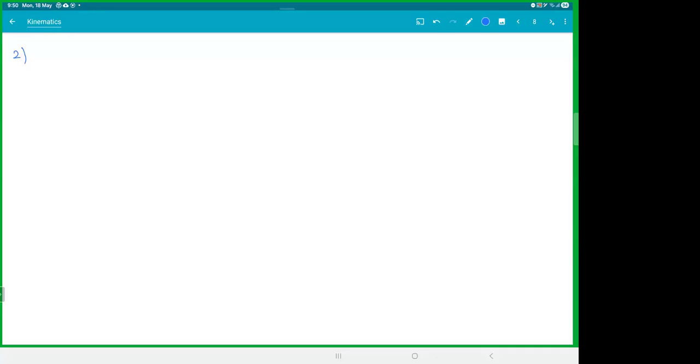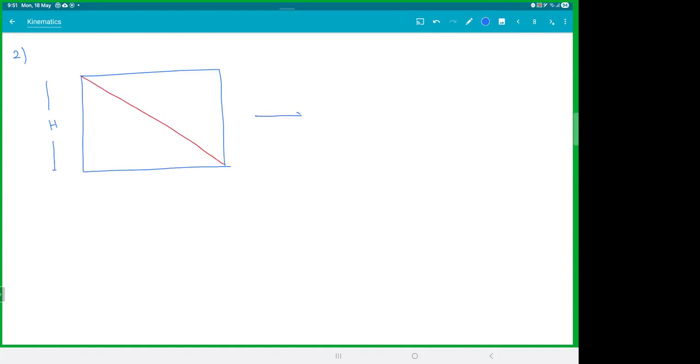No, before starting this question, let me explain you something. If you take a rectangle of height h, and if you draw a diagonal, now if you take this rectangle and fold it into a cylinder, you can do this with an A4 sheet and check it out.